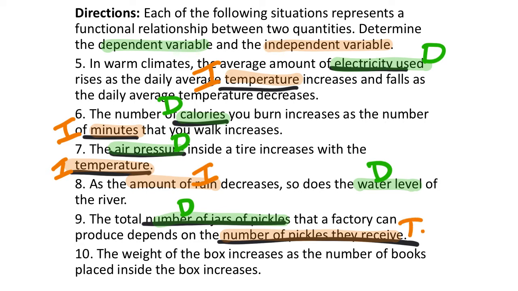Dependent, independent. And then finally, number 10, the weight of the box increases as the number of books placed inside the box increases. So again, the weight of the box is going to depend on the number of books inside the box. So the weight is dependent and the number of books is independent.